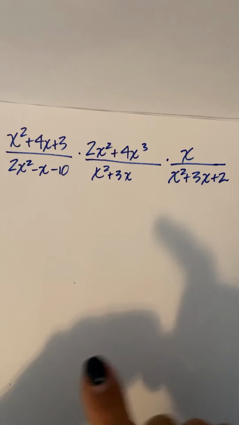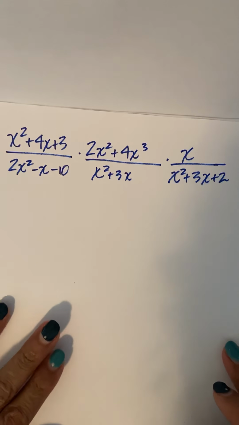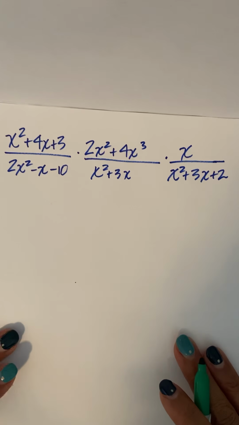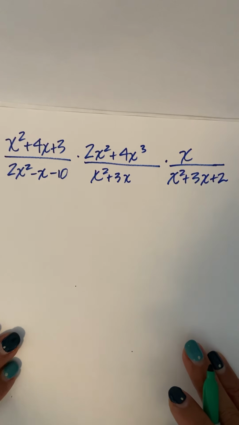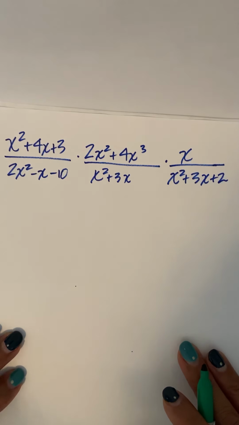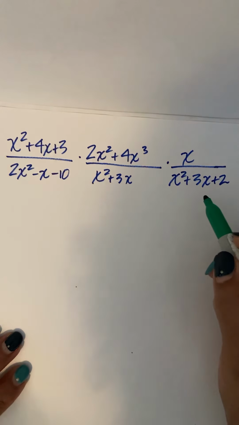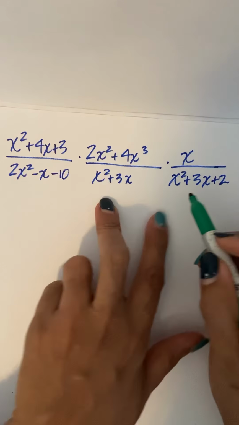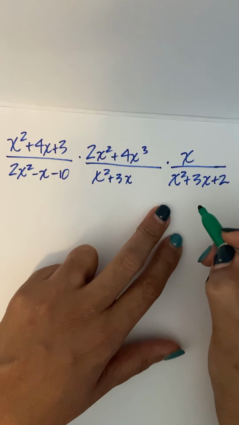Okay, so this is the last example that I want to do with you. So the first thing we're going to need to do is to do a lot of factoring. And of course, we need to find our excluded values. I will start by factoring some of these two first because they're the simplest.